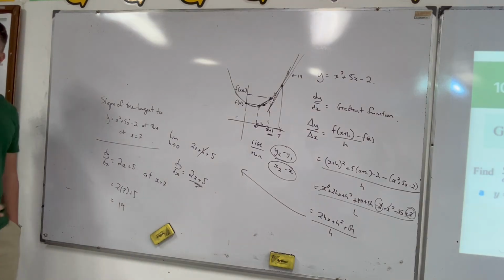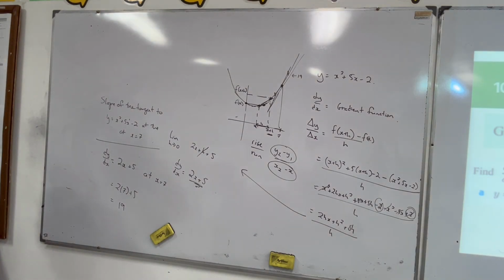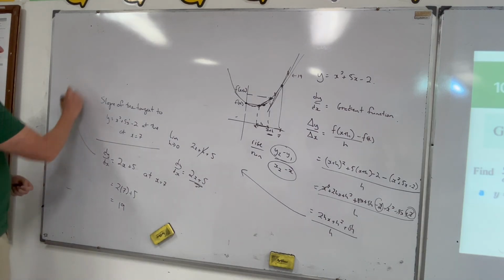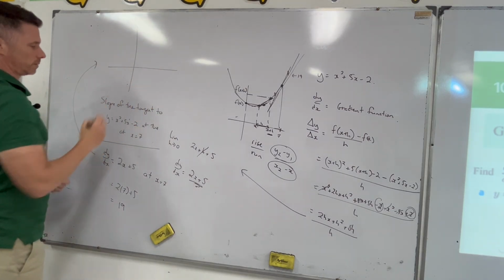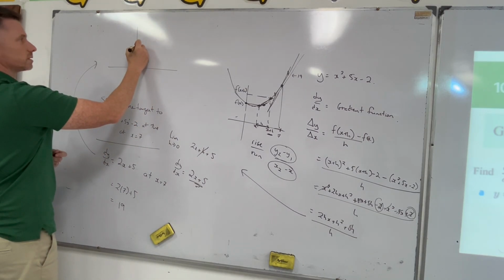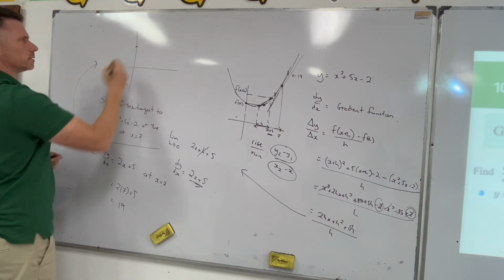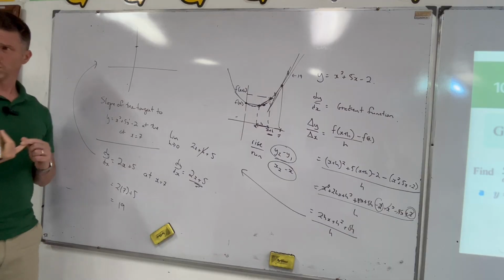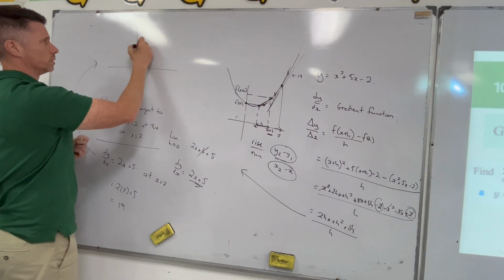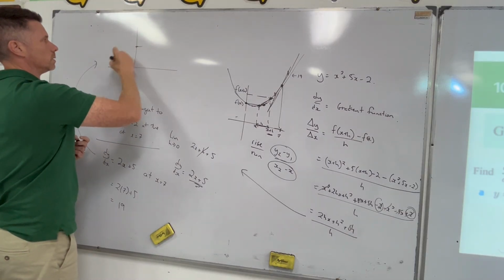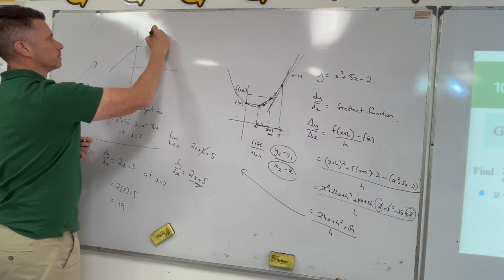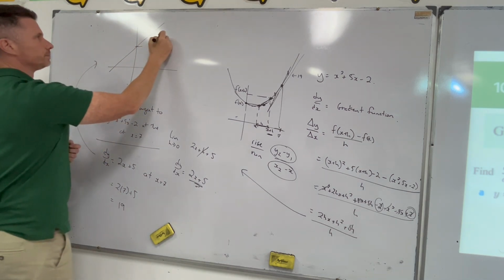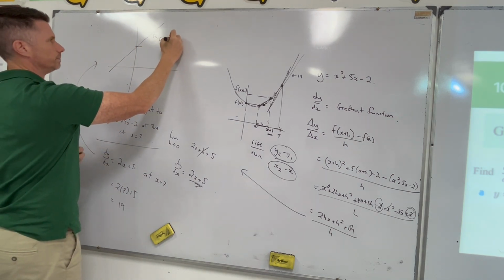Could you be asked to draw a graph based on the gradient alone? Yes, so we could draw this gradient. What does this gradient look like as a graph? That's a great question. It crosses the y-axis at 5, and it's a rise over run of 2 over 1, so it's going up 2 for every 1. So this is what the gradient function looks like.